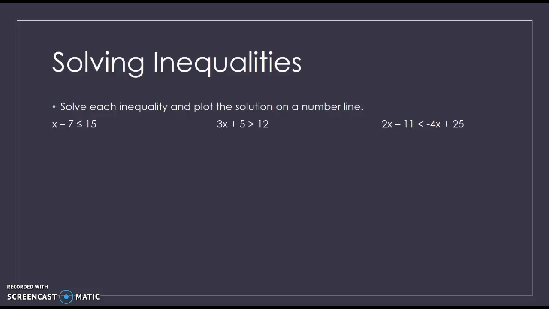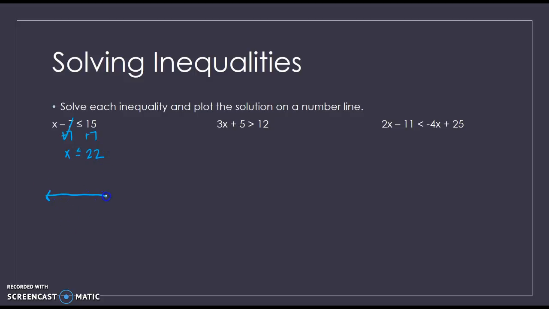Solving inequalities. Very similar to equations, except the one thing that's different is if you are going to multiply or divide by a negative, you have to flip your sign. Other than that, the same rules apply as solving equations. So for the first one, we just did this one with the equation, but now it's x minus 7 is less than or equal to 15. So I'm going to add 7 to both sides. So x is less than or equal to 22.